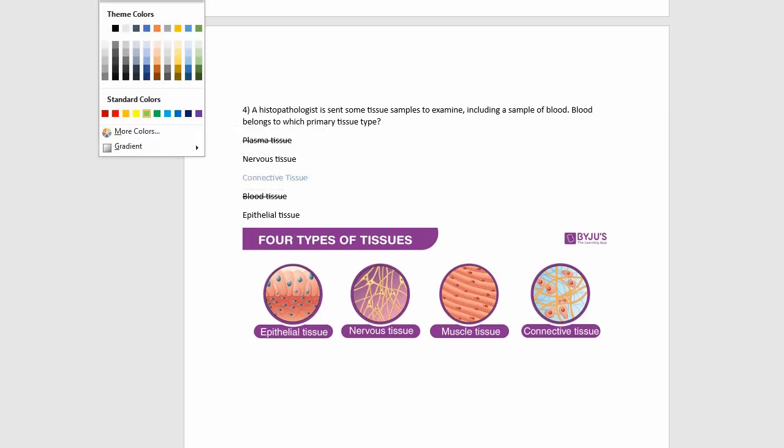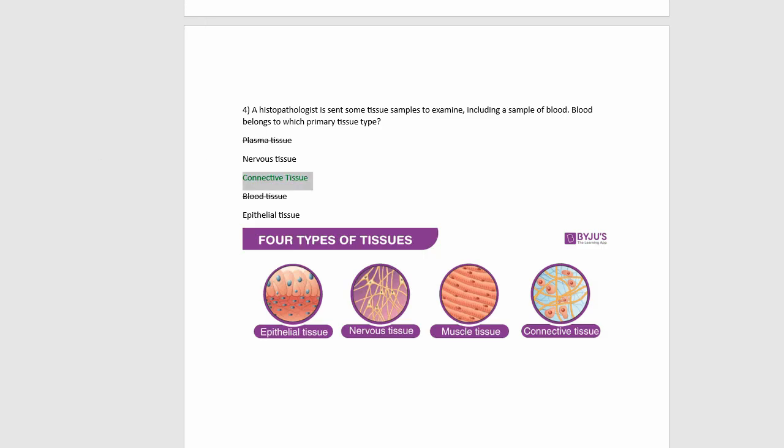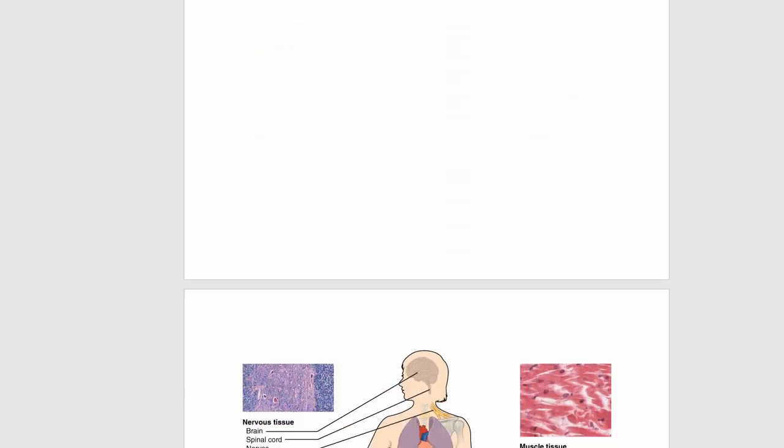Let's just make this nice and green and nice and bold to stand out, and then we'll cross out the other 2. Need to get faster at doing that.